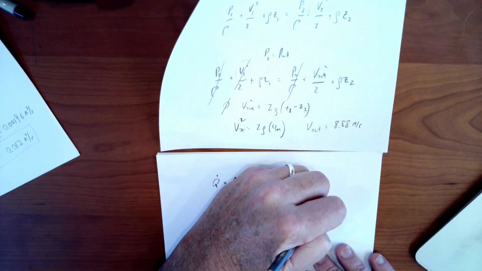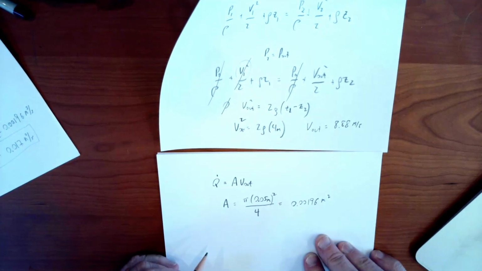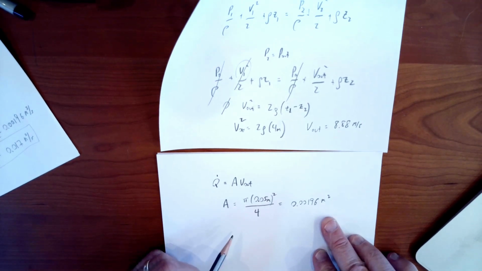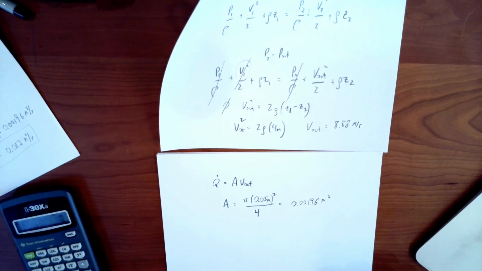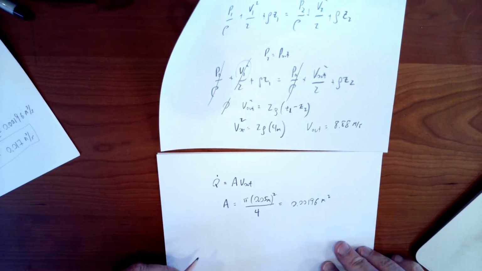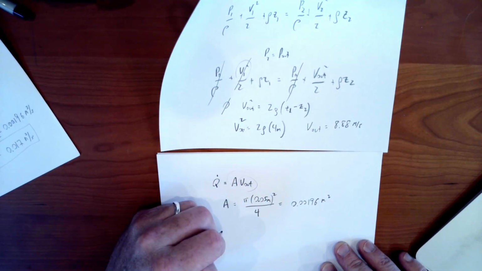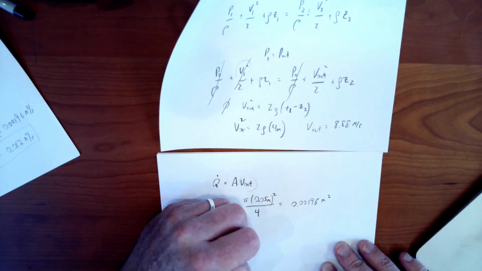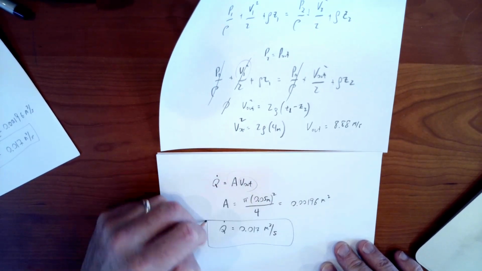That comes out to be 0.00196 meters squared, we think. I'm going to double check that just to make sure I didn't do something weird. So 0.05 squared divided by 4 times pi. Yeah, 0.00196, that's fine, meters squared. Then we multiply it by this V out of 8.88 meters per second, and we get that Q dot is equal to 0.017 meters cubed per second. So that's the answer to part B.